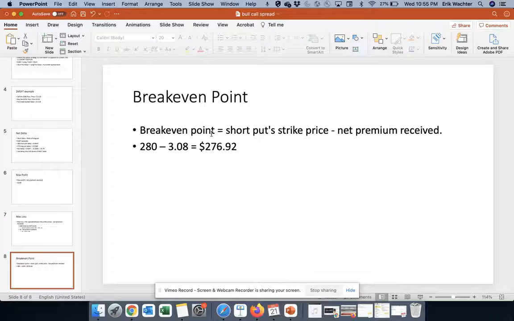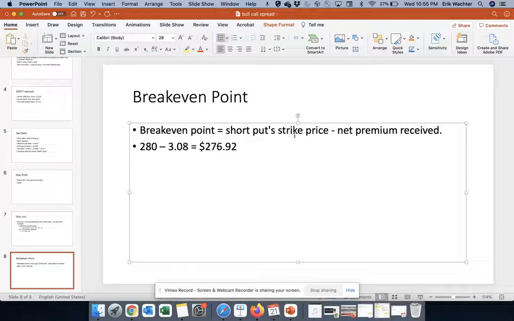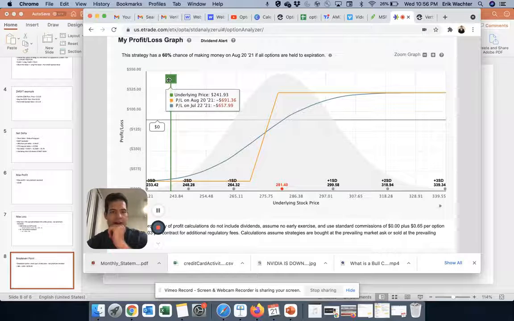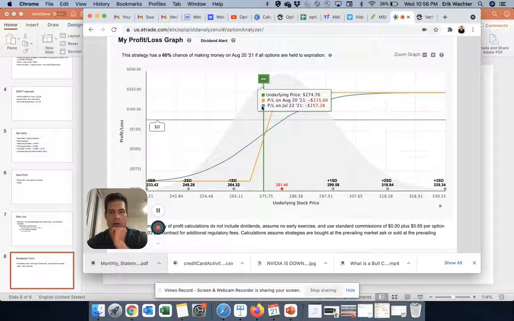The next thing we're going to do is calculate the break-even point for our vertical spread, or put credit spread. In order to do this, it's the short put strike price minus the net premium received. If you remember, the short put is the 280 strike, and the net premium received is 308. So our break-even point, meaning when we either start to make money or start to lose money, is going to be at 276.92. Let's go back. 276.92, let's remember that number.